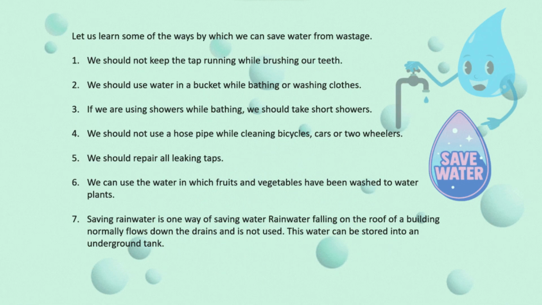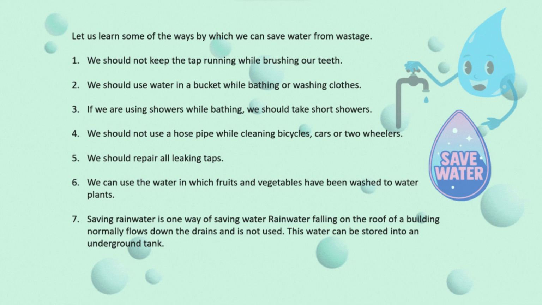Let us learn some of the ways by which we can save water from wastage. 1. We should not keep the tap running while brushing our teeth. 2. We should use water in a bucket while bathing or washing clothes. 3. If we are using showers while bathing, we should take short showers. 4. We should not use a hose pipe while cleaning bicycles, cars or two-wheelers.